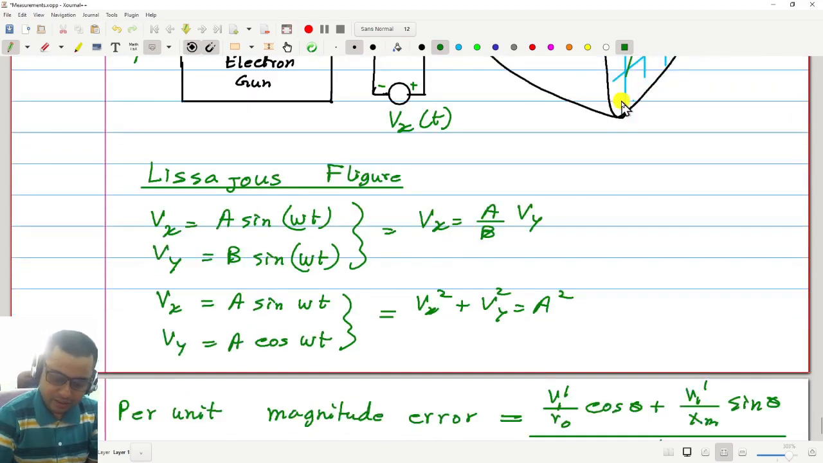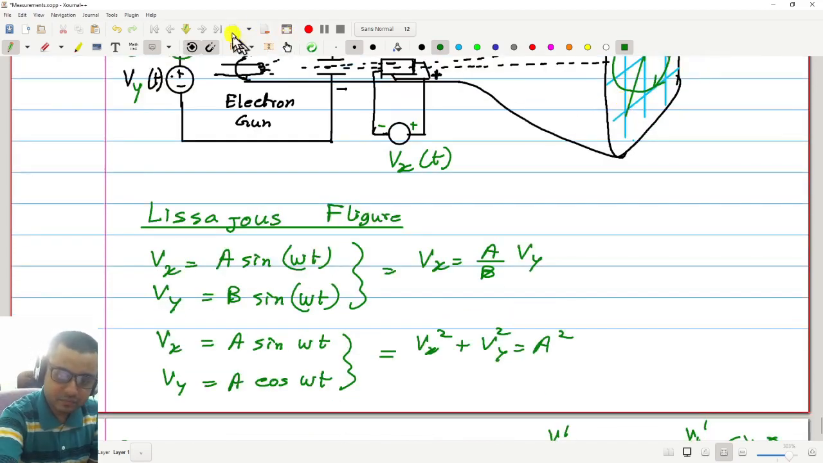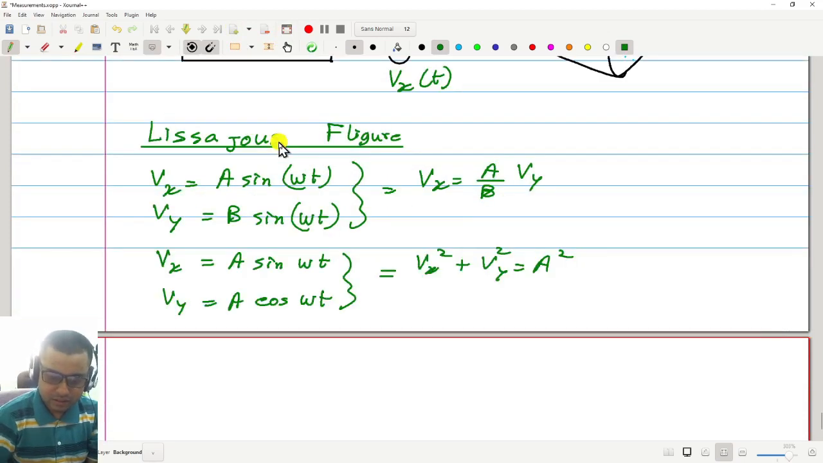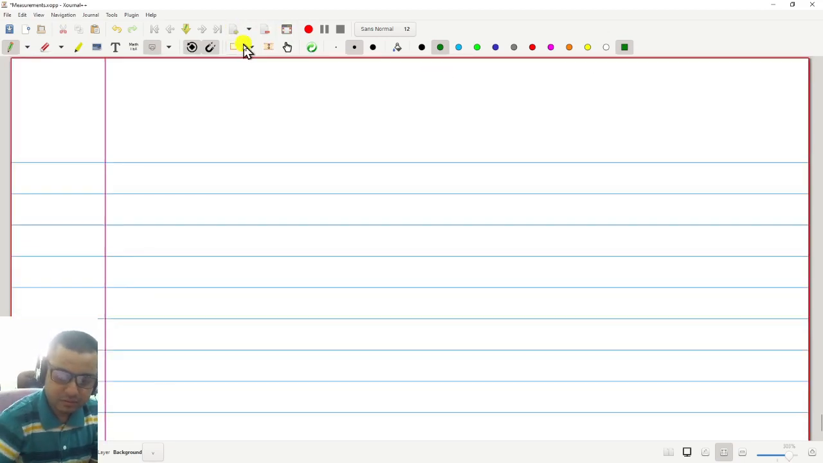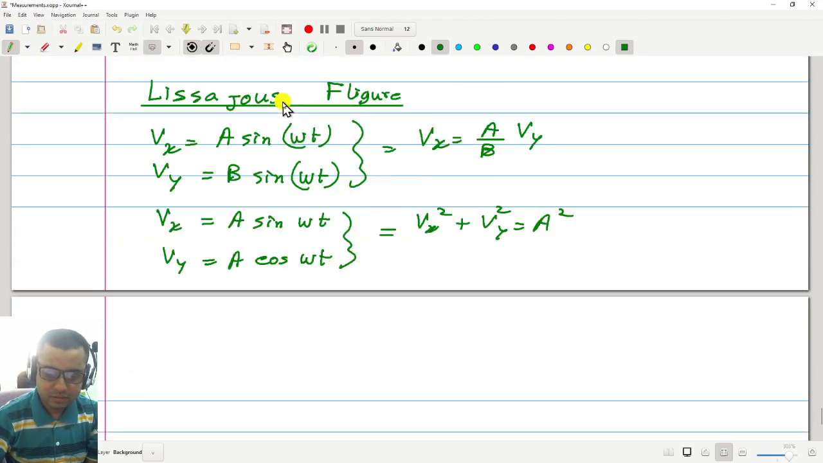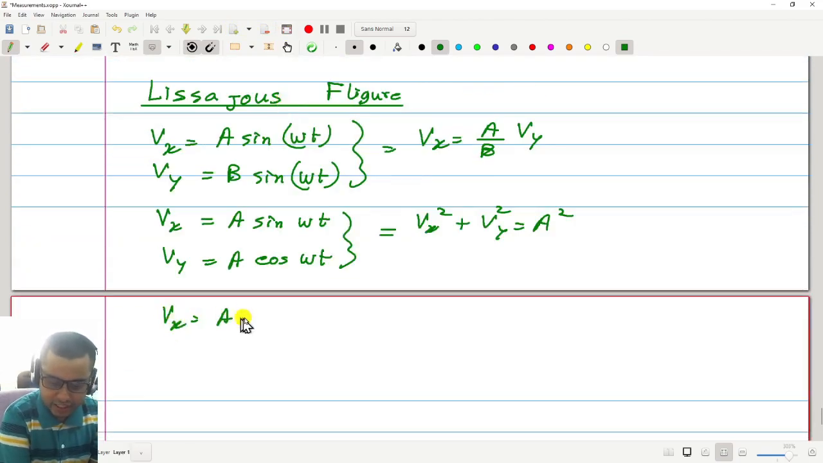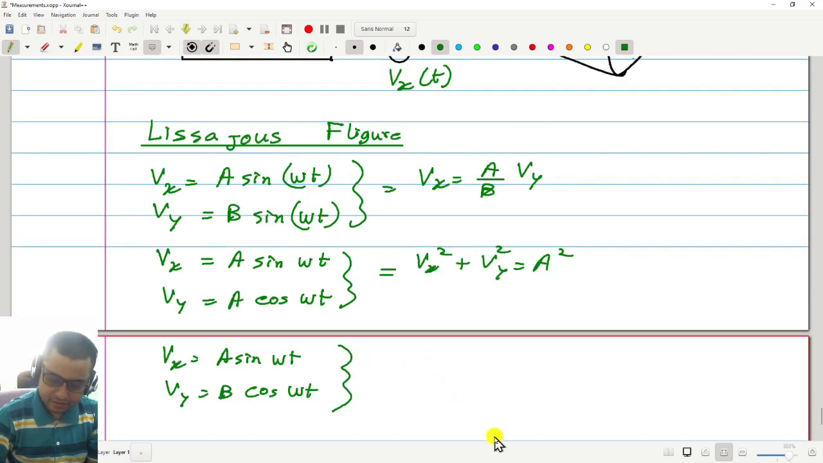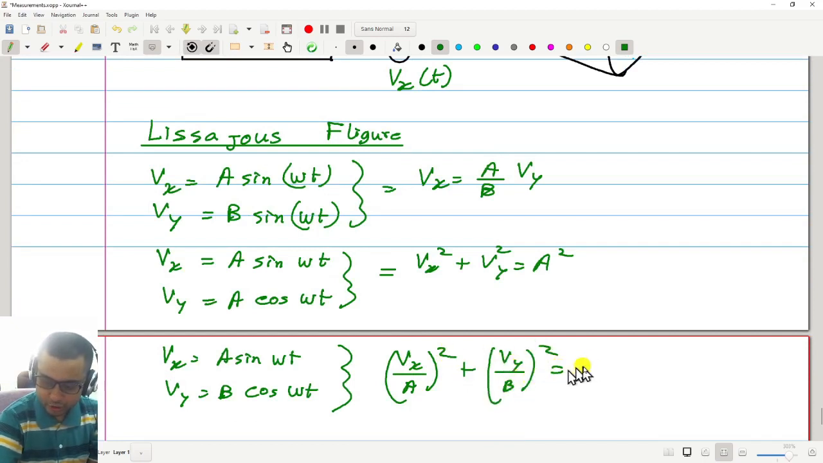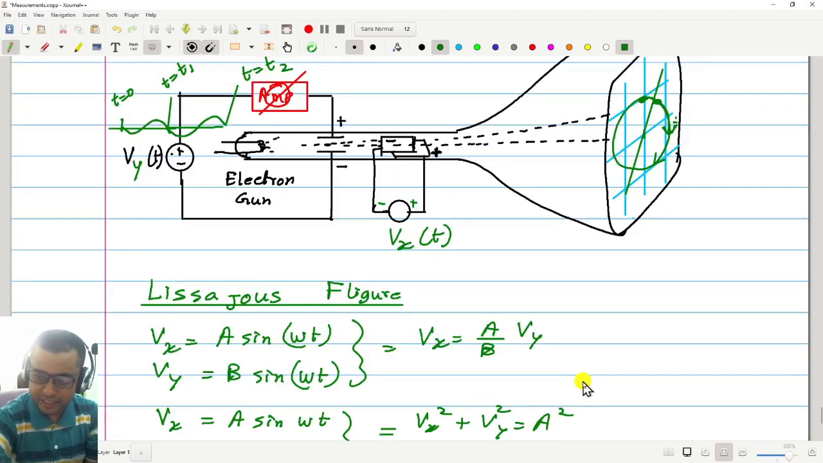Achha, now what will happen if I take Vx equal to A sine omega t and Vy equal to B cos omega t? What will we get? Ellipse, absolutely right. Because Vx by A whole square plus Vy by B whole square is equal to 1. So we will get an ellipse.